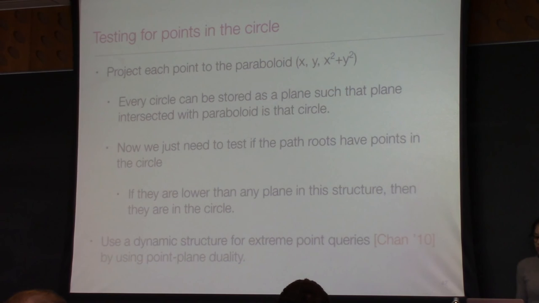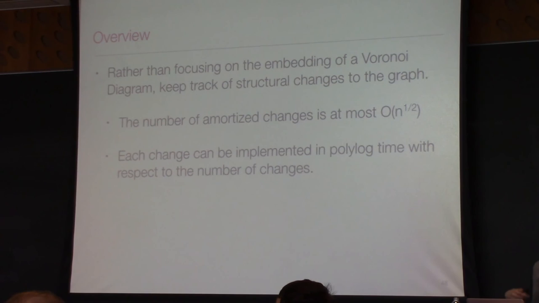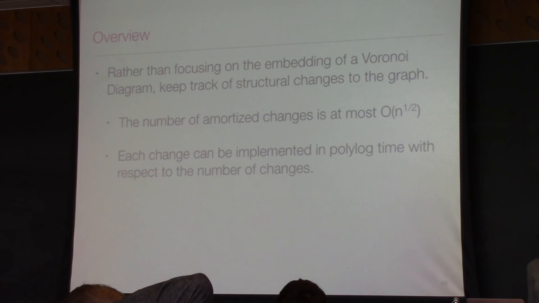So just to go over what we've gone through, the idea is that rather than focusing on the specific embedding of the Voronoi diagram and the vertices of the Voronoi diagram, we really want to keep track of structural changes to the graph. The number of amortized changes is at most n to the 1/2 per insertion. And each change can be implemented in polylog time with respect to the number of changes if we use these two structures as black boxes.